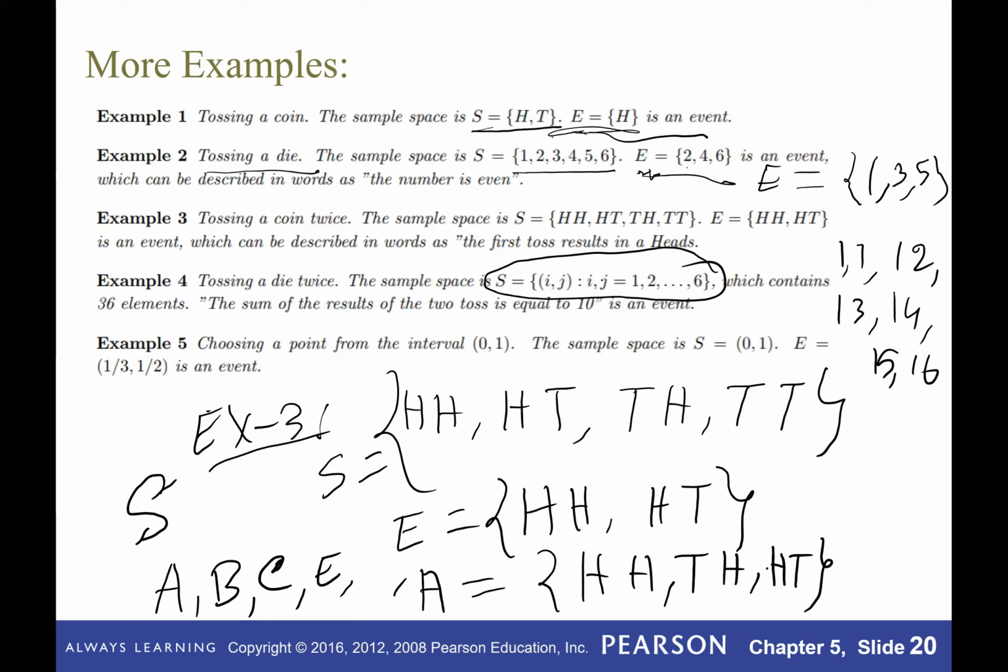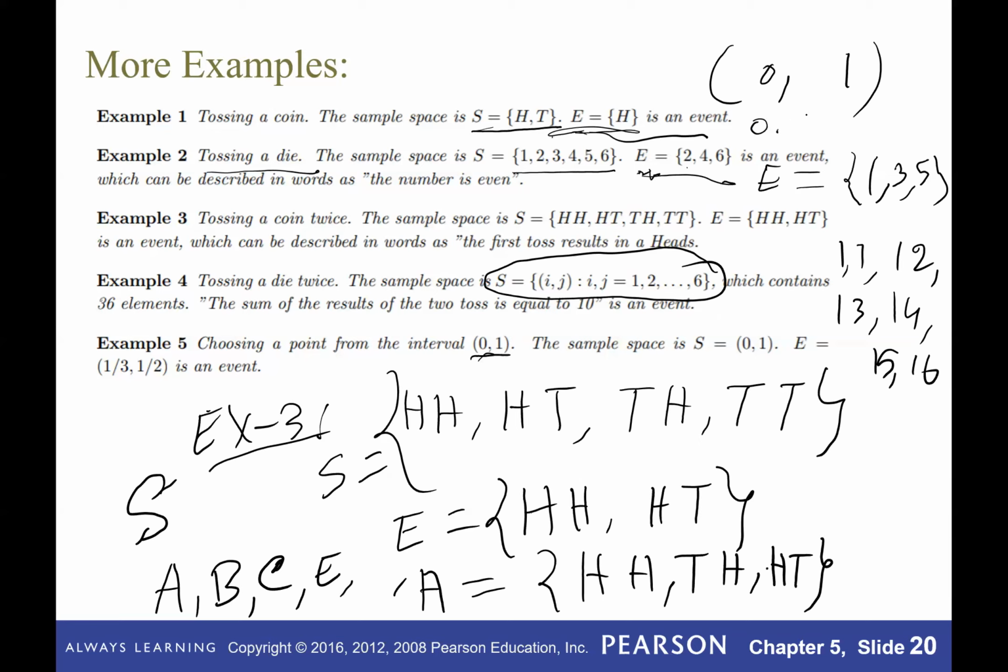So the sample space is denoted by this one, or you can list all the outcomes. Example 5 is choosing a point from the interval. Now we do not have any discrete outcomes. We have a continuous interval, continuous outcome. So we have an infinite number of elements in the sample space. This is 0 to 1. That means any number between 0 and 1 is a sample point in this case.